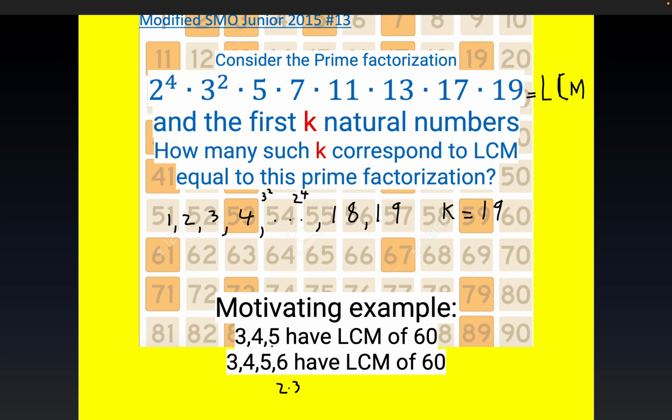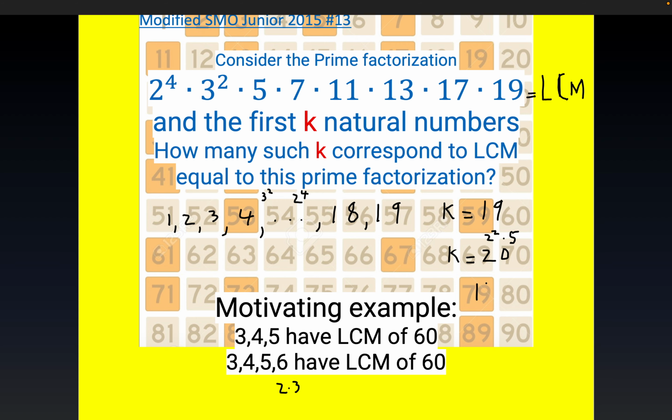You can have different collections corresponding to the same least common multiple. There's no doubt about that. Now notice in a very similar fashion, if we add K equals 20 here to our list, notice that this is just 2 squared times 5, right? So all of those prime factors are already in the prime factorization. Okay, we can go on.